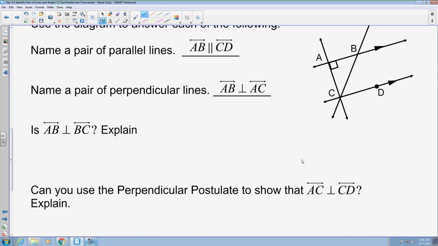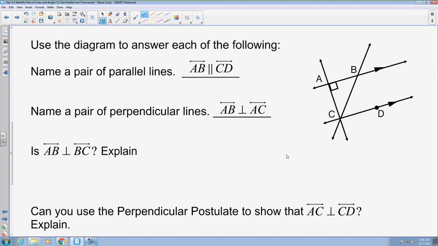All right, so here we have a diagram. First off, easy enough since we have the two arrows there, we can determine that AB is parallel to CD. These little two vertical lines like that represent the symbol for parallel. The perpendicular lines, anytime they show us the right angle, which is right here, AB is perpendicular to AC. That upside down T represents perpendicular.